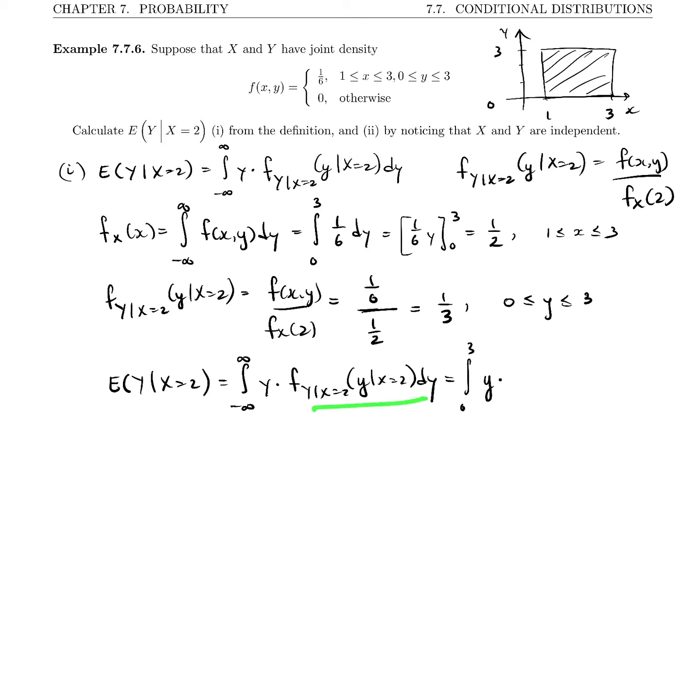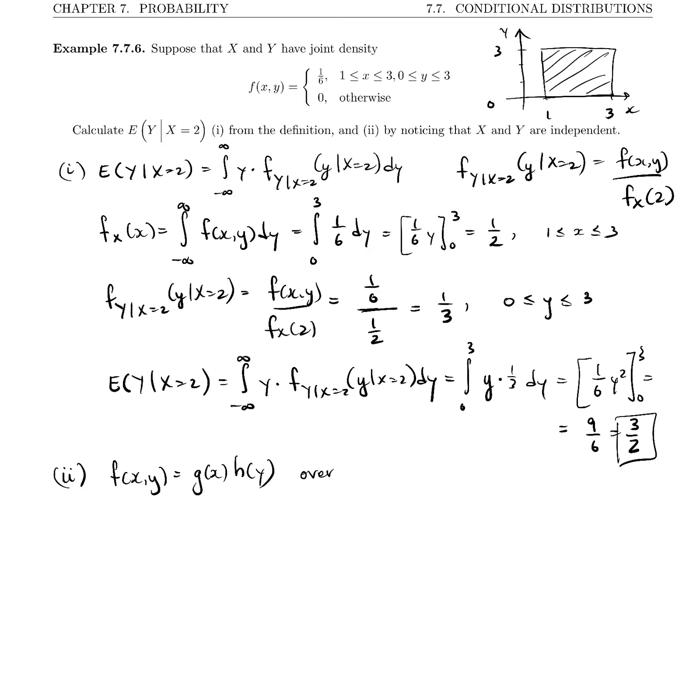the conditional, and the conditional is sitting right here, so y times 1/3 dy, which means we need the antiderivative y squared over 2, so we're going to get 1/6 y squared from 0 to 3, which gives us 9/6, or 3/2. So there, from the definition, using the integrals and the conditional density function, there's our answer, 3/2.